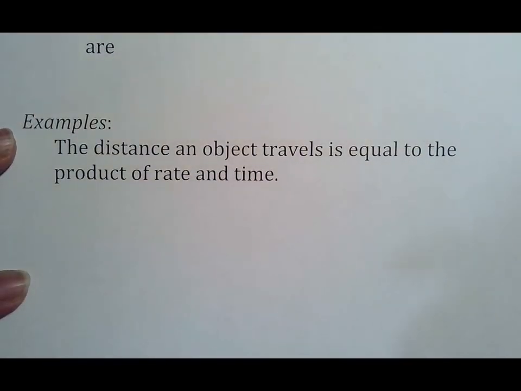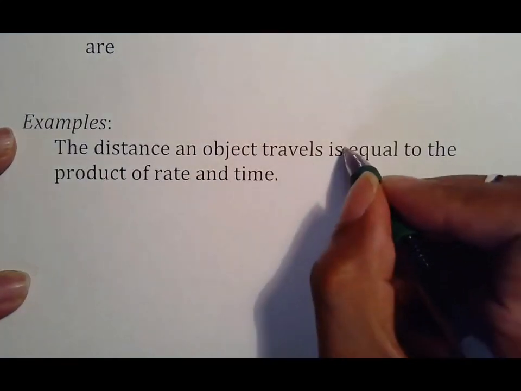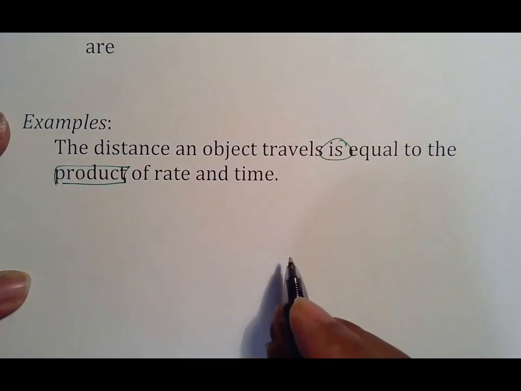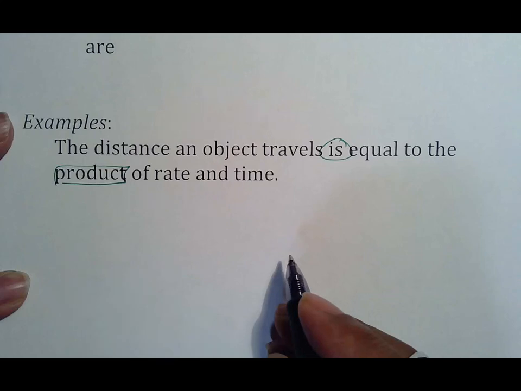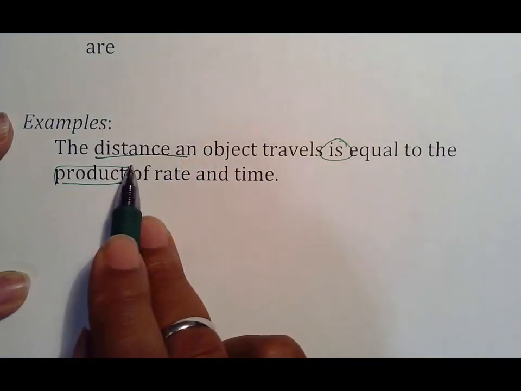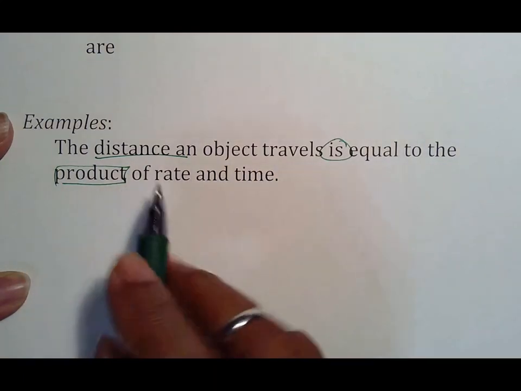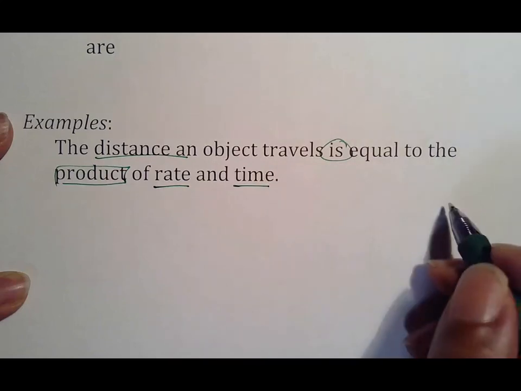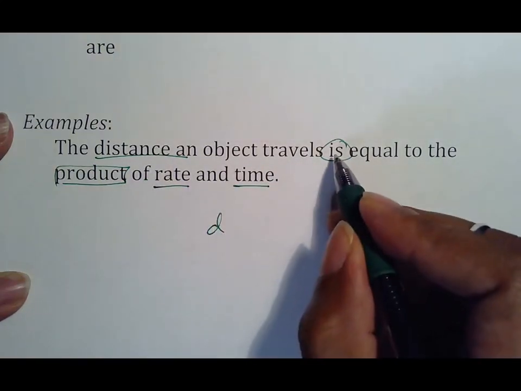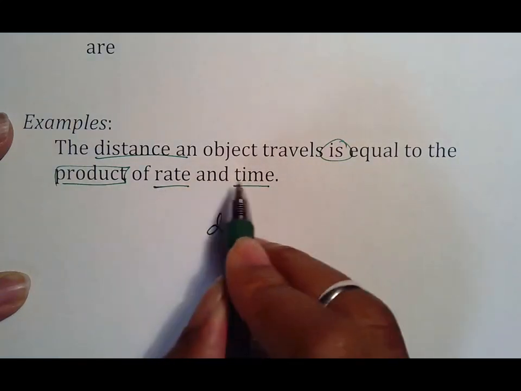The distance an object travels is equal to the product of rate and time. Here's your "is." I see "product." The problem here is that now we don't have numbers, but we have variables. The first thing we talk about is the distance an object travels, and it's the product of rate and time. So the first thing I see is distance, which I'm going to put as a D. "Is," of course, means equals. Product of rate and time means I should multiply these two.